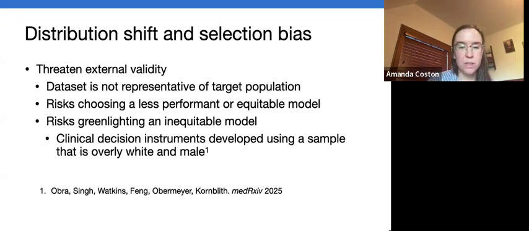So we've talked about this challenge in this paper. They discuss this challenge of clinical decision instruments being developed, for more examples than just the HEART score that we talked about. A number of clinical decision instruments are developed using samples that are really not representative of a lot of the patient populations. So if you're interested in understanding that context more, I'd encourage you to check out that paper.